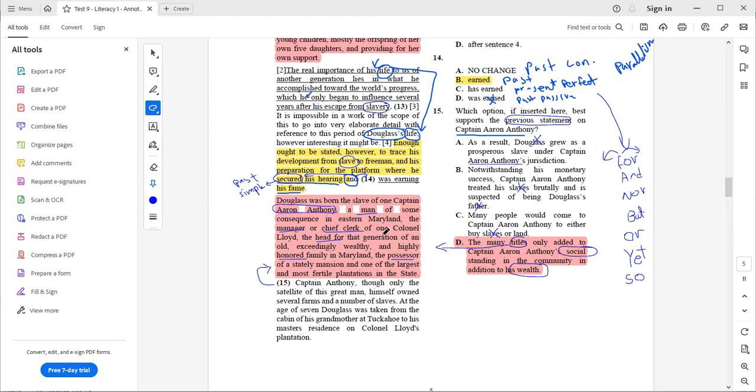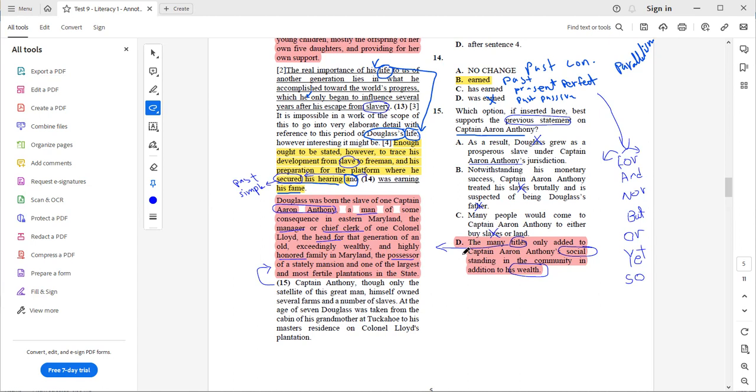He didn't talk about that he was a man who has many slaves. He said only that Douglass was one of his slaves or was born as a slave. He said only that he's wealthy, from a highly honored family, possessor of a stately mansion, and one of the largest and most fertile plantations in the state. But I didn't talk about slaves.